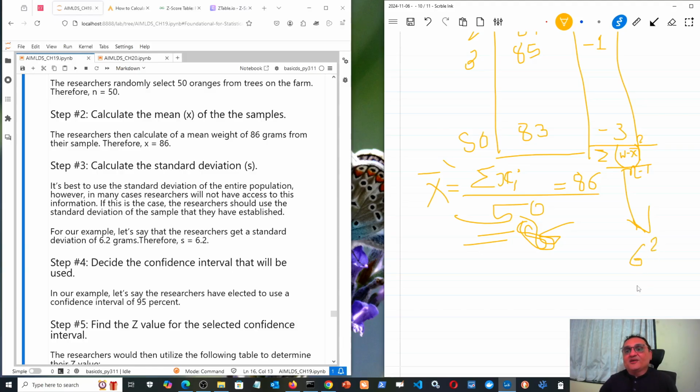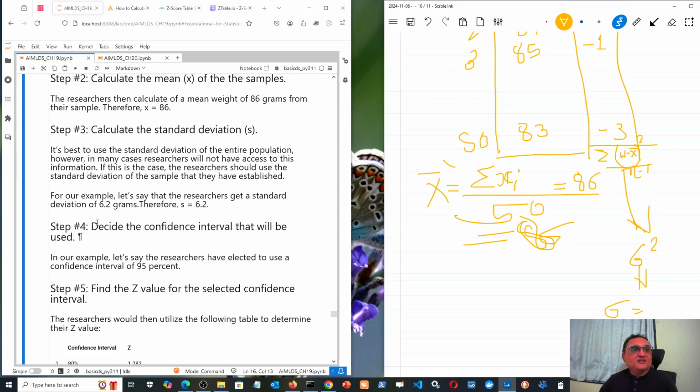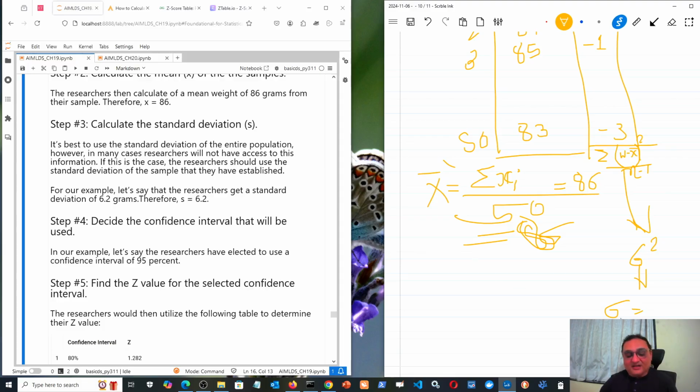Suppose from that I find the square root, then I will get sigma. And suppose the sigma comes out to be 6.2 grams. Here, instead of sigma, the symbol they have used for this example is S. So S comes out to be 6.2 gram. That is the sample standard deviation.